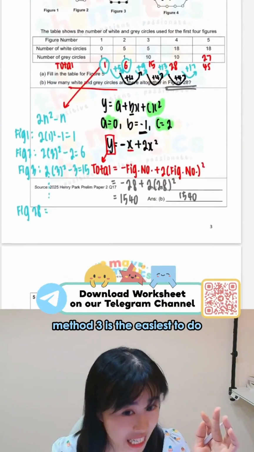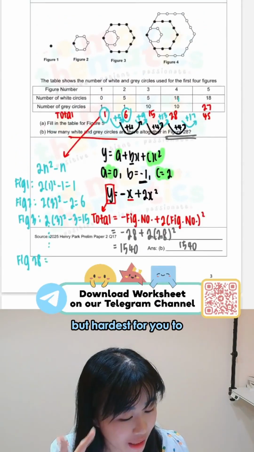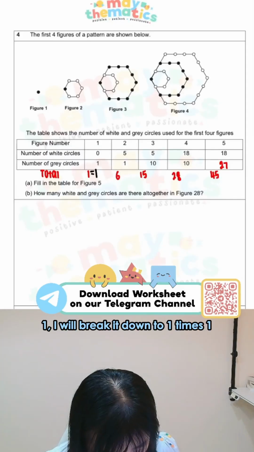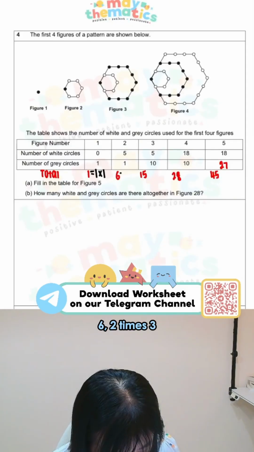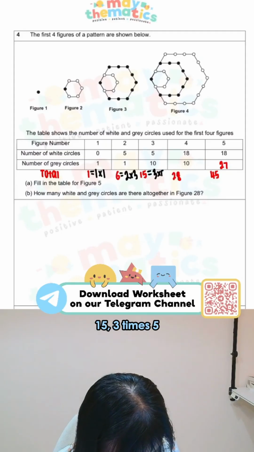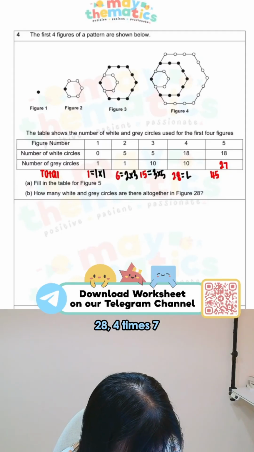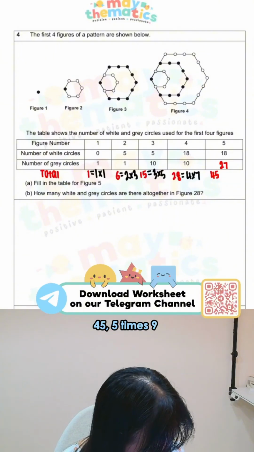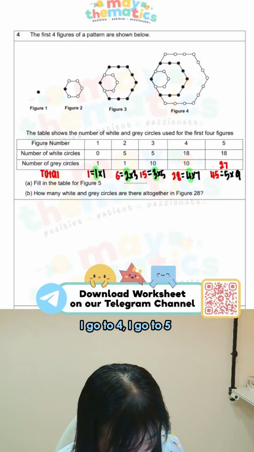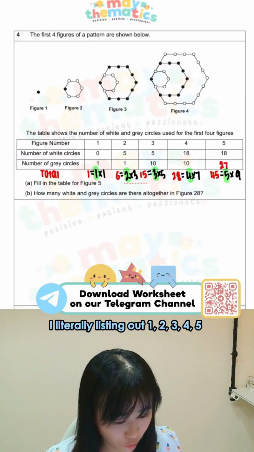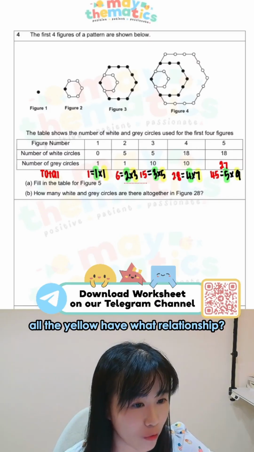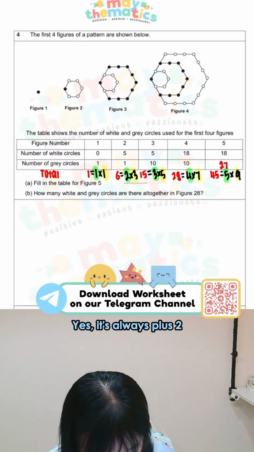Method 3 is the easiest to do, but hardest for you to even derive that formula to be able to get that method. I will break it down: 1 times 1, 6 is 2 times 3, 15 is 3 times 5, 28 is 4 times 7, 45 is 5 times 9. I start with 1, then 2, 3, 4, 5. I'm literally listing out 1, 2, 3, 4, 5. And then here, 1, 3, 5, 7, 9. All the yellow numbers have what relationship? Yes, it's always plus 2.